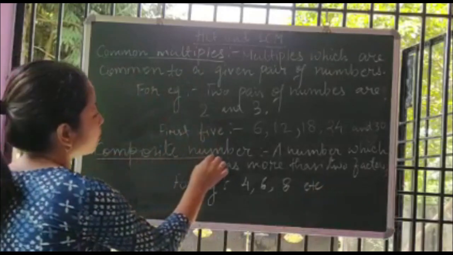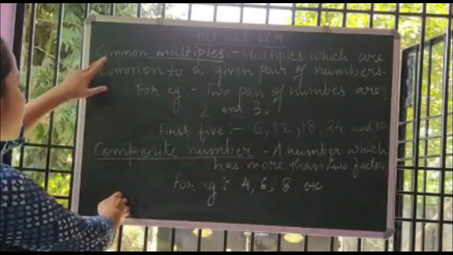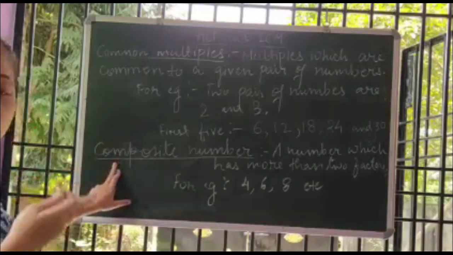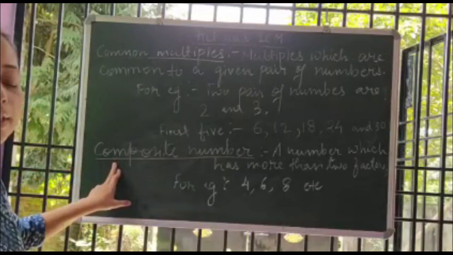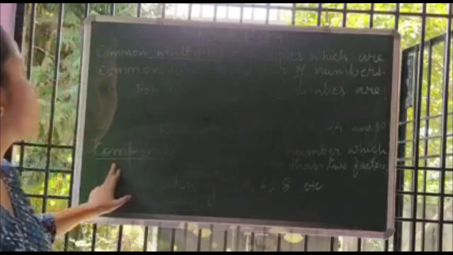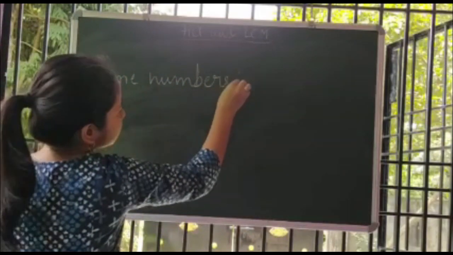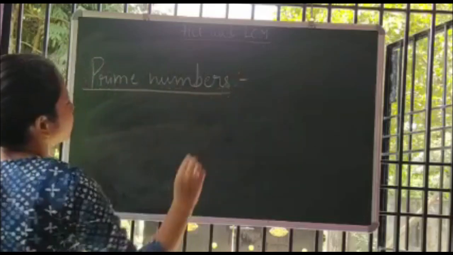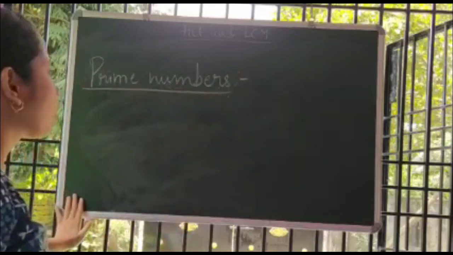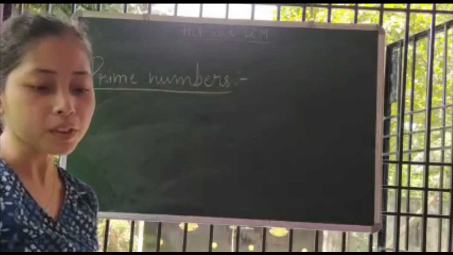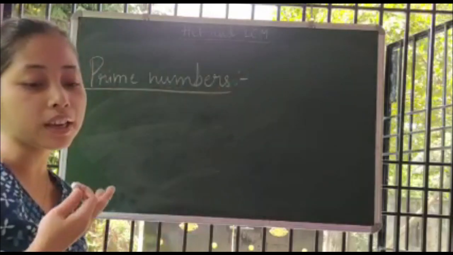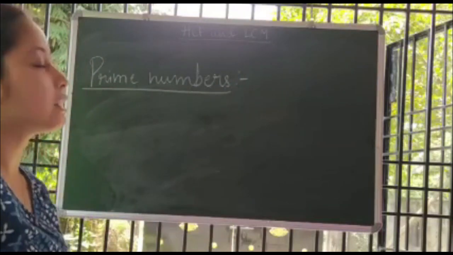So here we have learned about common multiples and composite number. Now let us come to our next point, that is prime numbers. In class also I have told you several times what prime numbers are. Now can you recall what is a prime number? A number that has only two factors, that is 1 and the number itself.